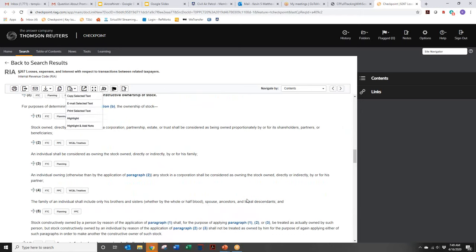lineal descendants. So this one, unlike what we saw in code section 318, is a little different. This is where brothers and sisters can actually be put in. But code section 318 is different in that it does not include brothers and sisters.